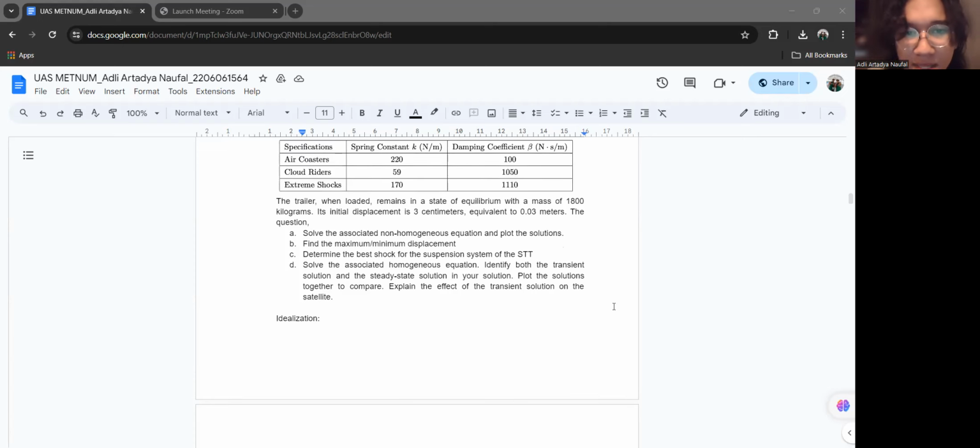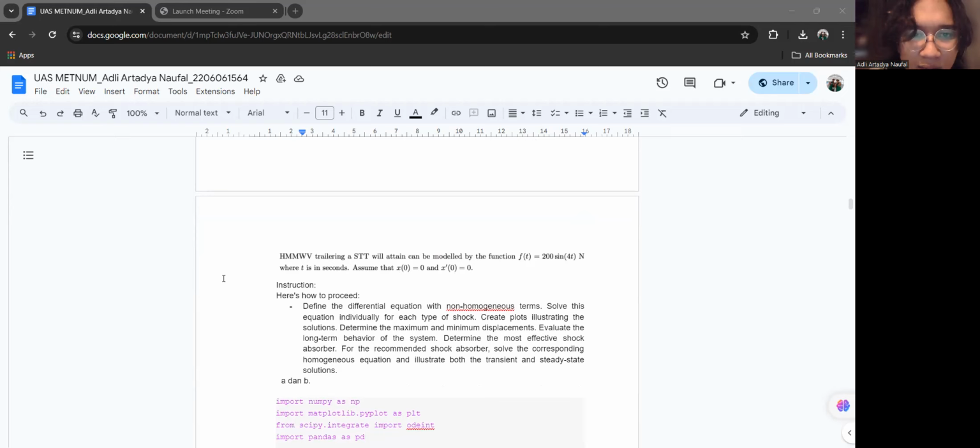And to idealize this, the HMMWV trailering the STT can be modeled by the function f(t) equals 200 sine 4t in newtons, where t is in seconds. Assume that x(0) equals 0 and x'(0) equals 0.